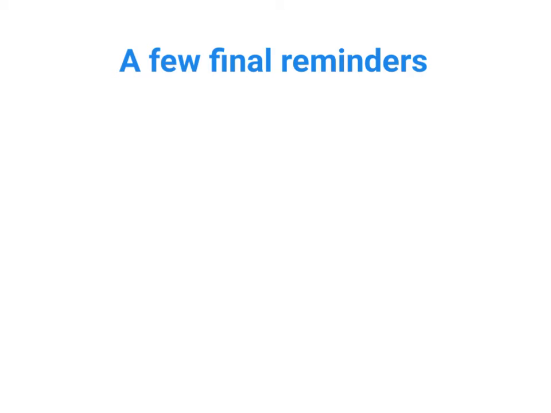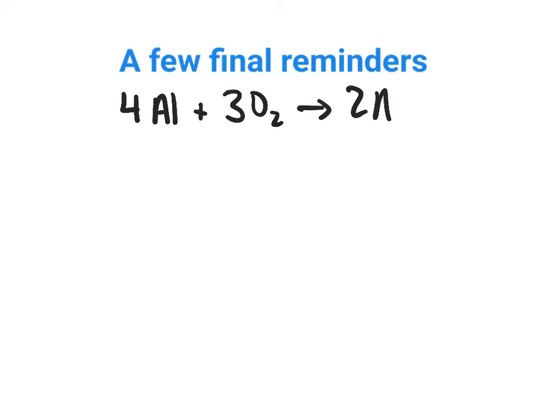So just a few final reminders. Remember that in a chemical reaction we have subscripts and coefficients. For example, we have this chemical reaction, which is 4 aluminum added to 3 oxygen gas gives us 2 aluminum oxides. These big numbers tell us how many of each atom or molecule are there. These are the coefficients. These little numbers that are determined basically by the rules for chemical bonding, those are subscripts.